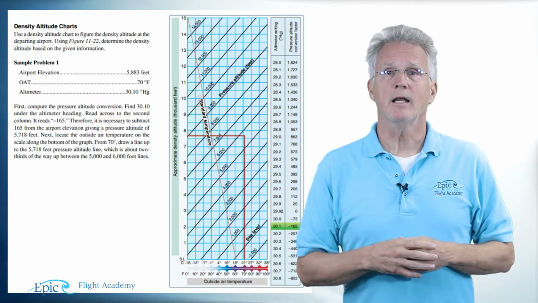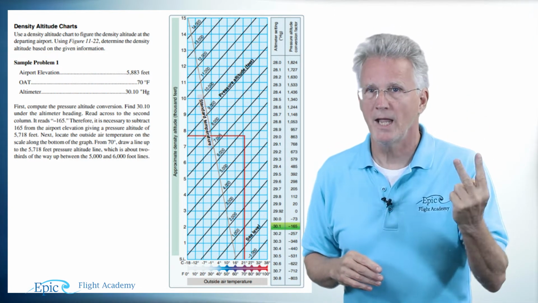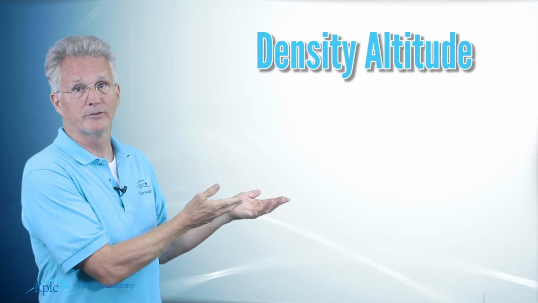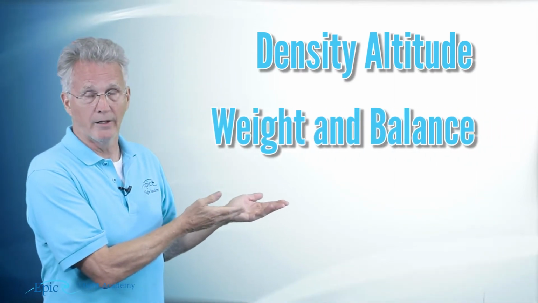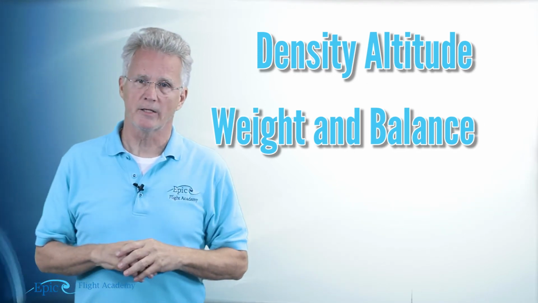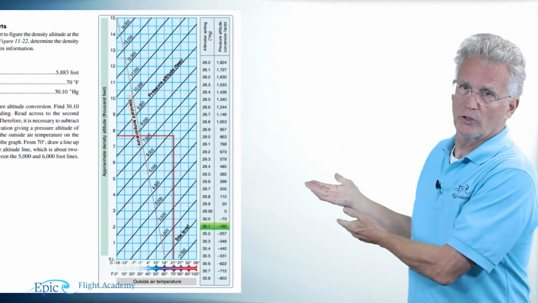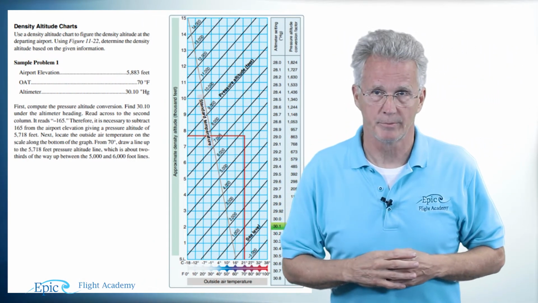When we look at factors affecting the performance of your aircraft, there are in fact many, but I'd like to make you aware of the two main factors. The first one, density altitude. The second one, your weight and balance. Today we want to calculate your density altitude. So how do we do that? We're going to use this chart from the PHAK, and we're going to do this in 3 simple steps.